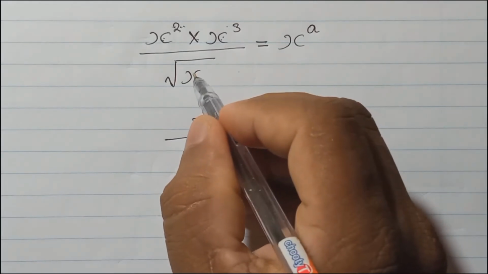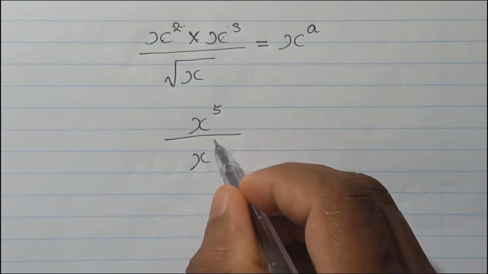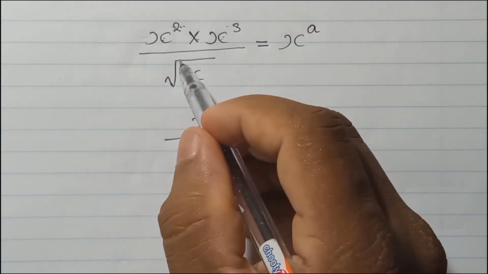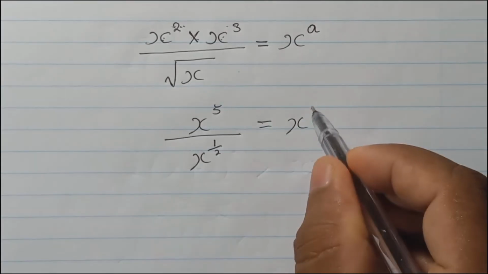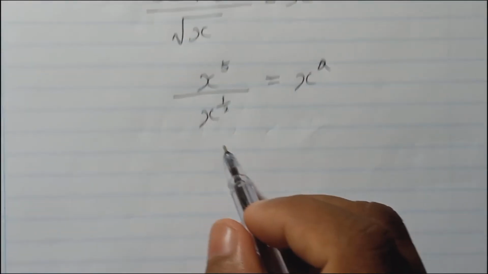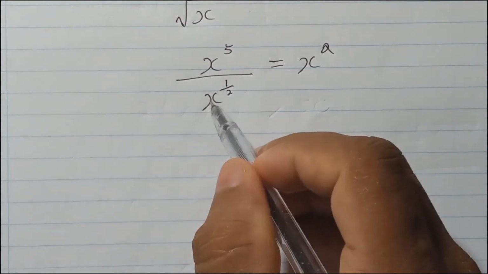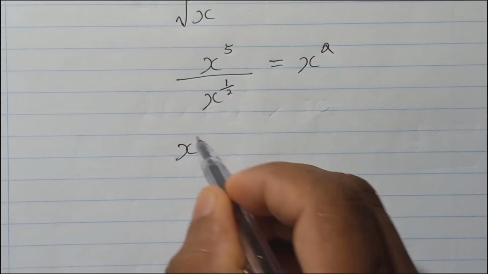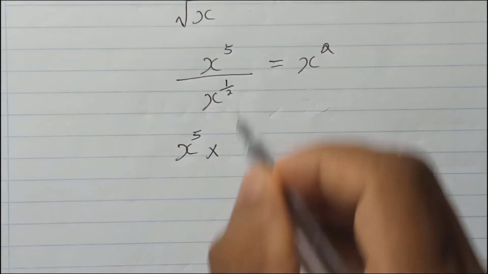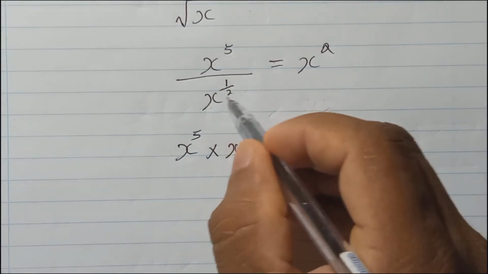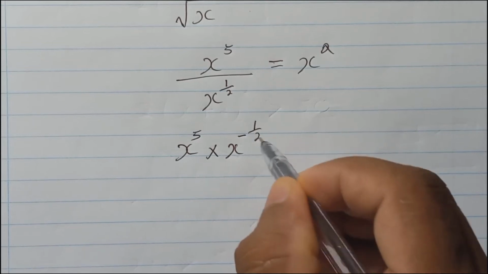And then here you can also do something. The square root means the index is half, right? You need to remember the square root means the index is half. Now here x to the power a. Then we have learned that you can bring this one up. When I bring it up here, this index will become minus: half will become minus half, right?